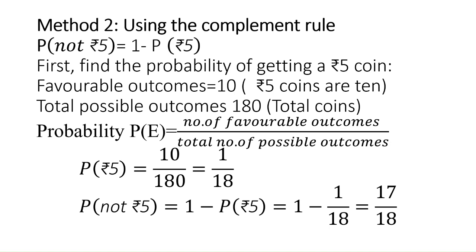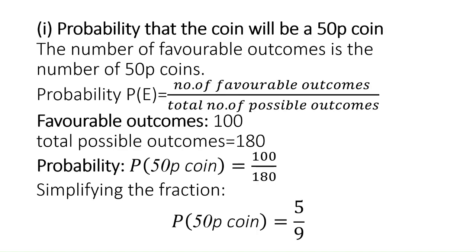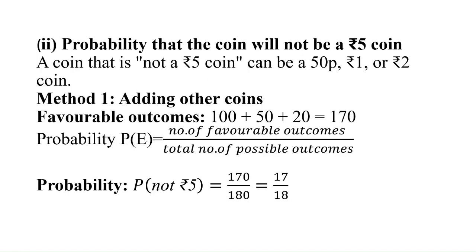And what is the probability of getting a 50 paise coin? That is 5 by 9. Yes or no? So in this way we are able to find out the probabilities of different events when a kiddy bank is taken with different numbers of coins.